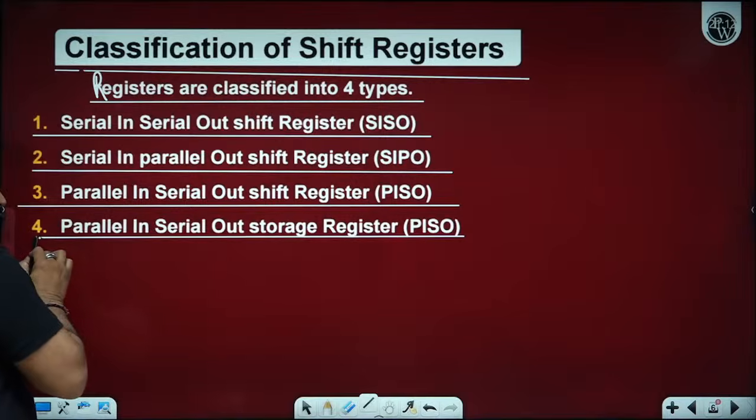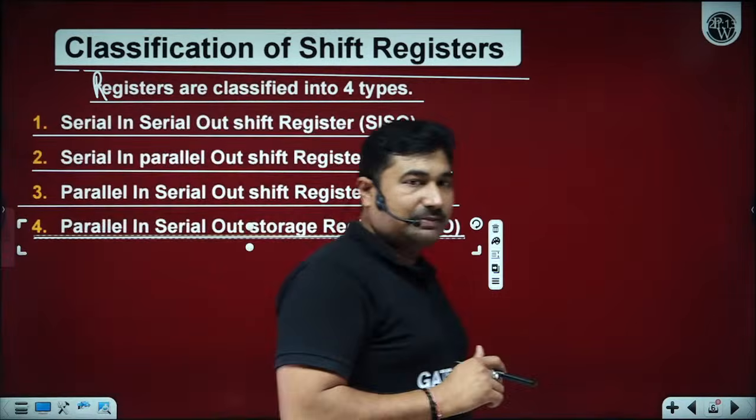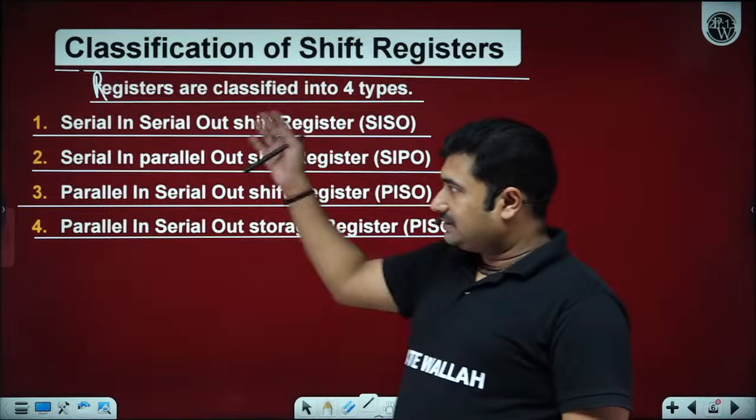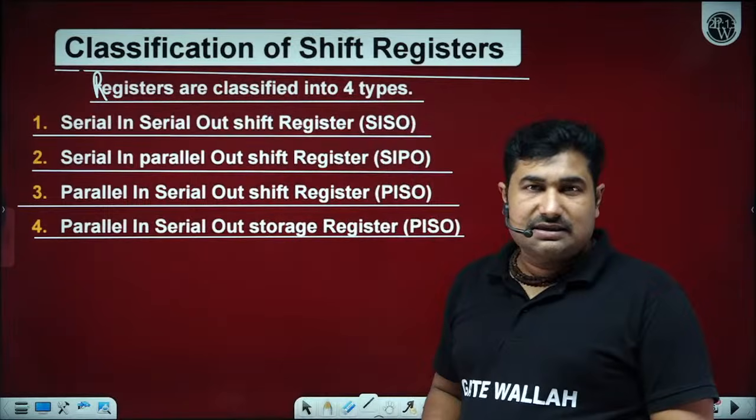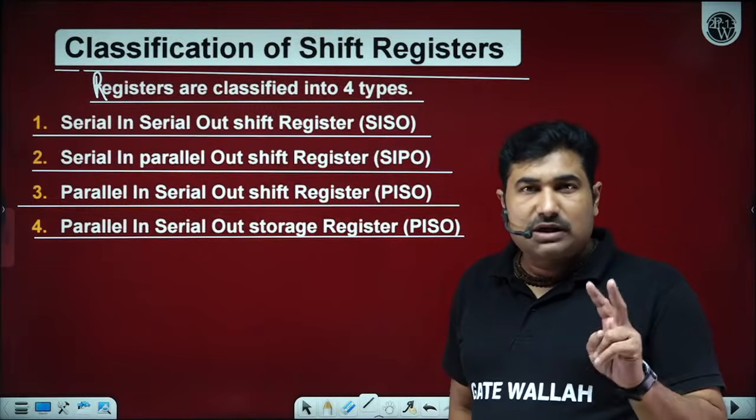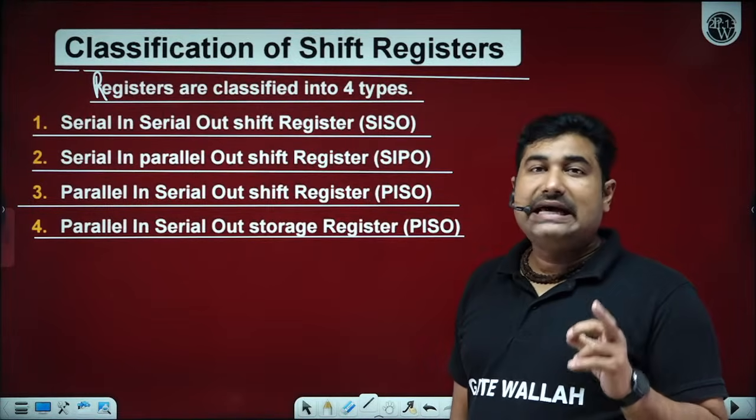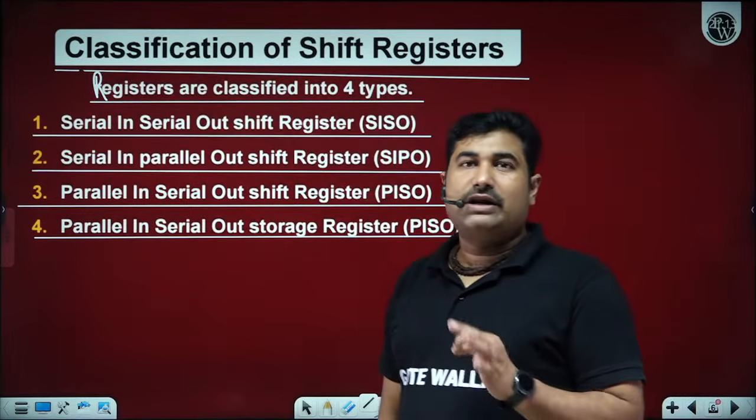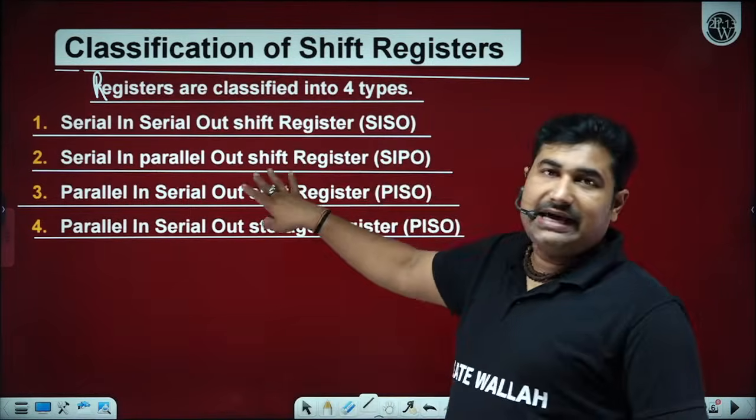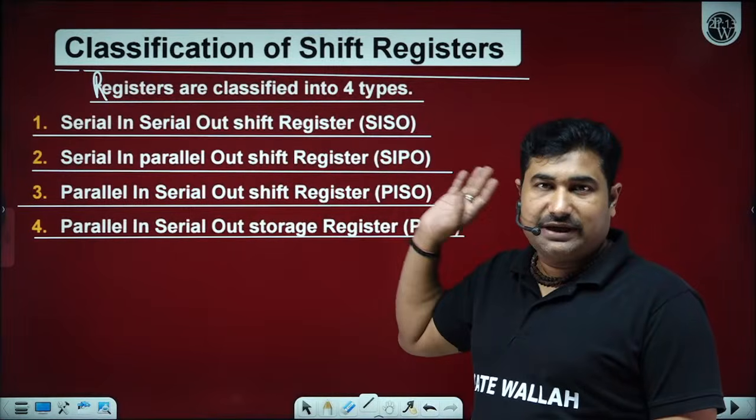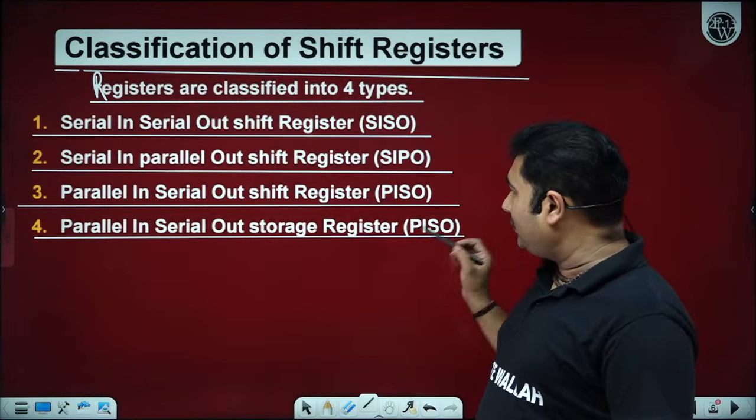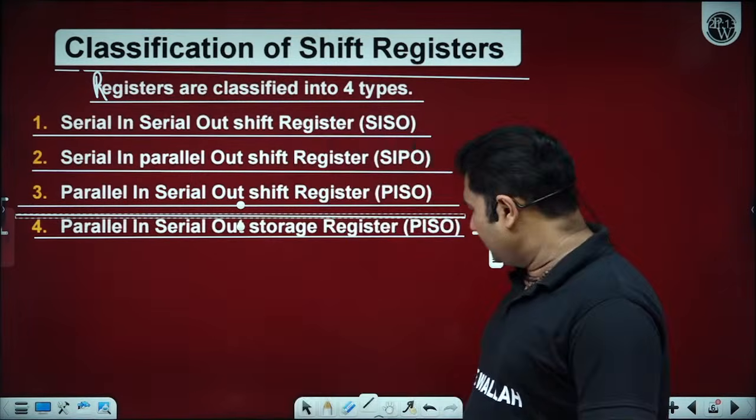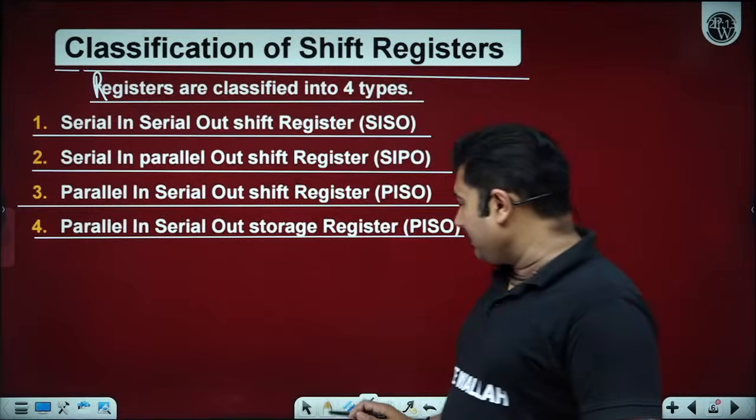Now please observe here. Come back to this parallel in, serial out register, PISO. Sir, are there any other registers as well? Yes, two more registers. One is called a bidirectional shift register, where the shift can be done either in left or in right. And there is one register which is only a storage register, not a shift register. So PIPO, parallel in, parallel out.